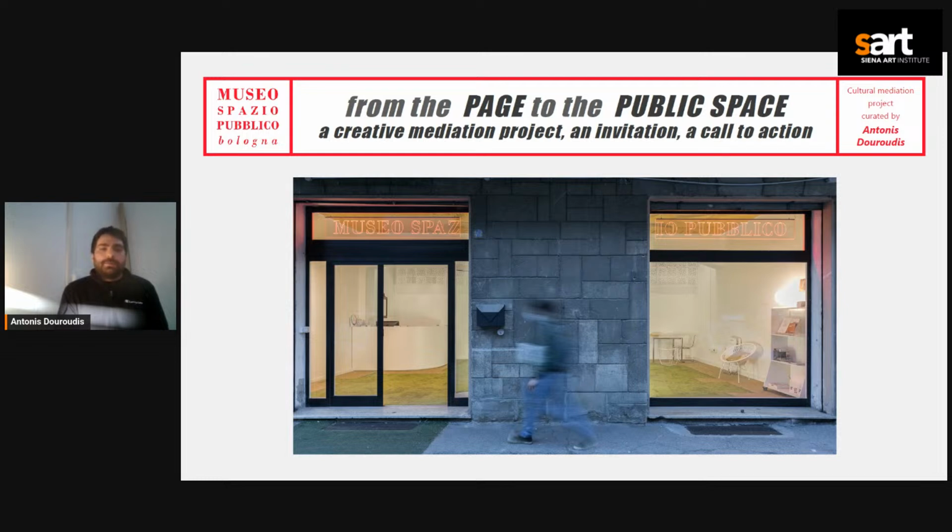The internship was at Museo Spazio Pubblico, which means public space museum, and it's an initiative in Bologna that studies public space culture. As you can see in the picture, the space could seem quite empty. It doesn't have a collection because the theme of the museum is not something to be collected, but an element of the city itself.